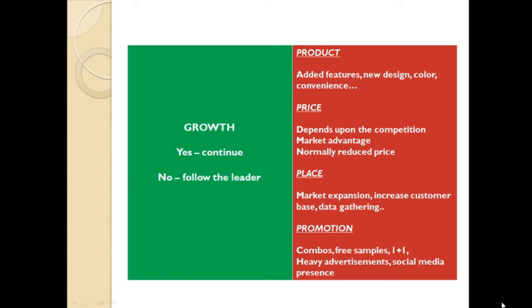Next, during the growth stage, again we come to the 4 P's. In the growth stage, you don't have something new of its kind, because you already exist. You came to the market and you have been doing business for some time. So now I should increase my sales and my profit. What I can do is add some new features, some value addition to the existing brand. I can go with extra benefits.